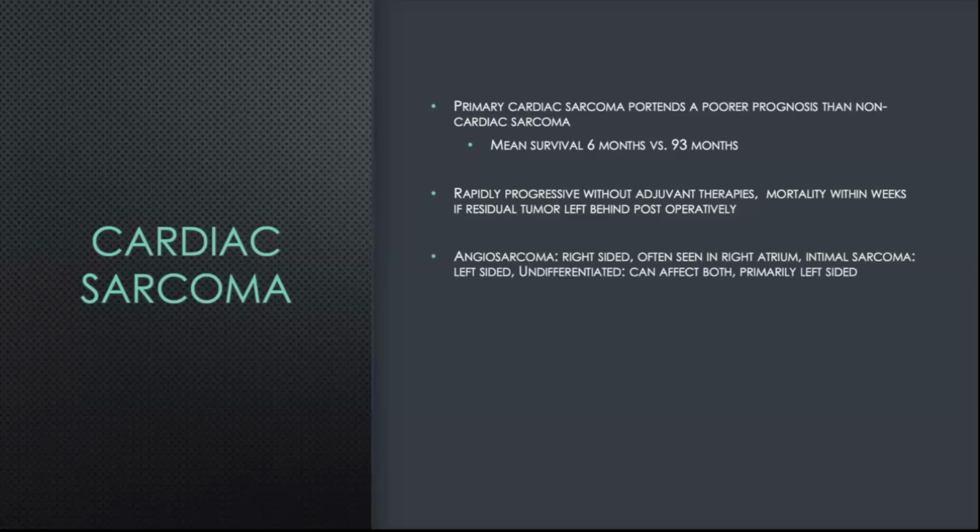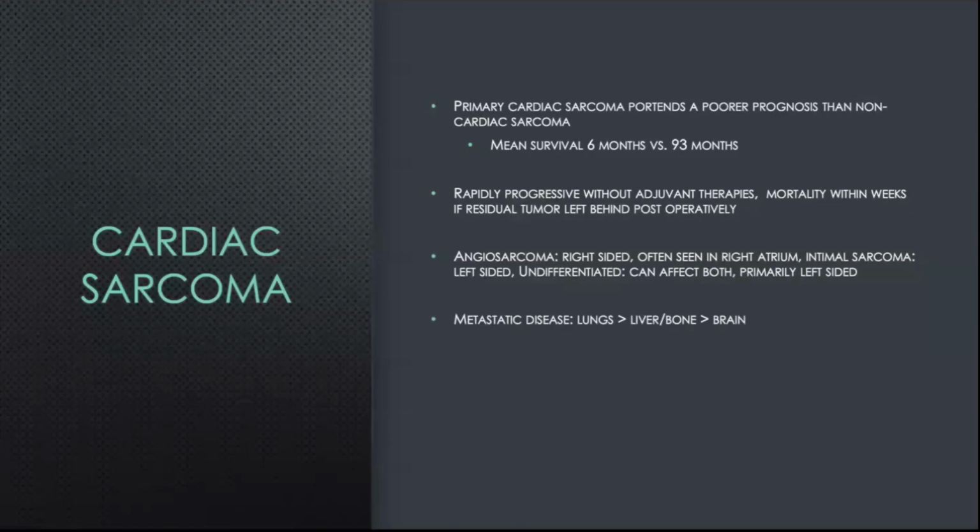Angiosarcomas are right-sided lesions, so there are various subtypes of sarcoma. They're often seen in the right atrium. There are intimal sarcomas, which are left-sided, and undifferentiated sarcomas, which means that they get a piece of tissue and can't tell you what kind of tissue the original cancer was from. And these portend the worst outcome, unfortunately.